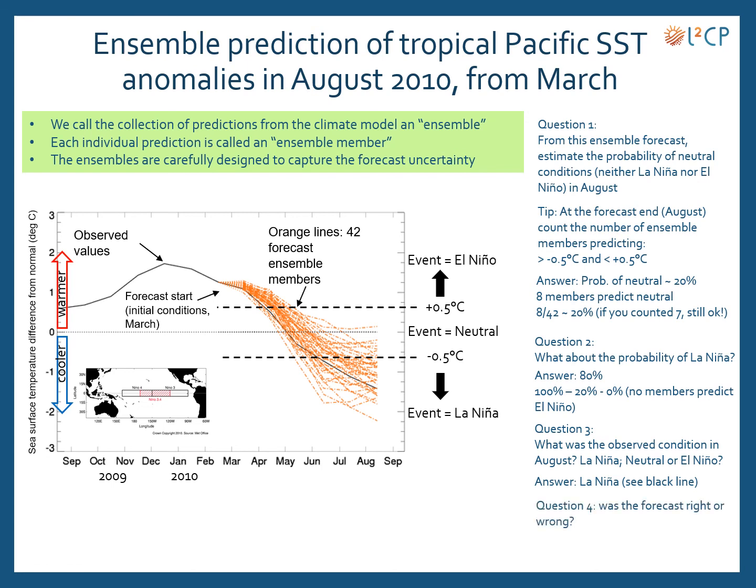Finally, question 4, was the forecast right or wrong? We forecast an 80% chance of La Nina, and a La Nina event happened. Were we right? What if we had forecast only a 30% chance? What then? Right or wrong? Well, it's a tricky question, and we'll look at this in more detail next.